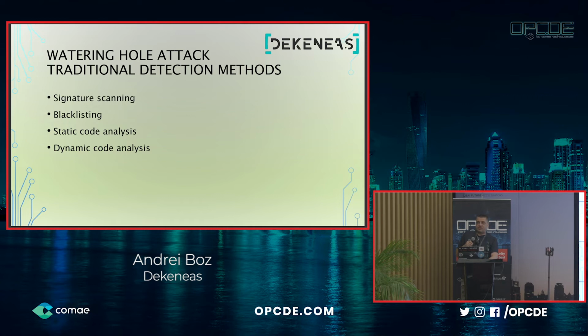The traditional methods that should detect watering hole attacks are signature scanning, blacklisting of IPs or other resources, static code analysis, and dynamic code analysis. Why do these methods fail? As we have seen previously, there are a lot of high-profile networks that were compromised using watering hole attacks. As you can imagine, these places had state-of-the-art technology that was supposed to protect them, but the technology failed.